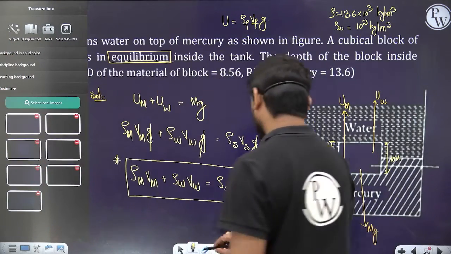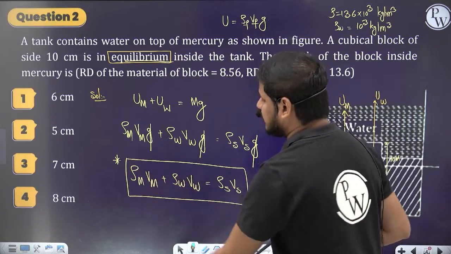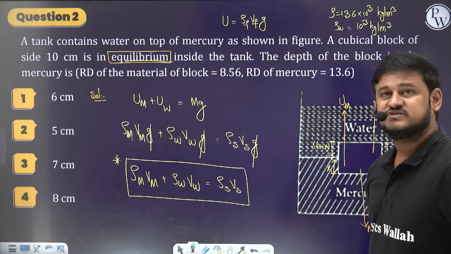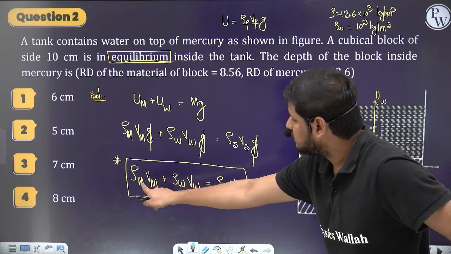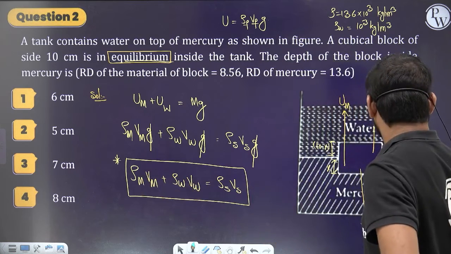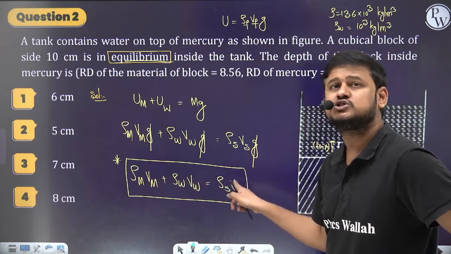See here. If there is only one liquid, we can write rho_F V_F is equal to rho_S V_S. But if there are two liquids, you can write rho_1 V_1 plus rho_2 V_2 is equal to rho_S V_S.